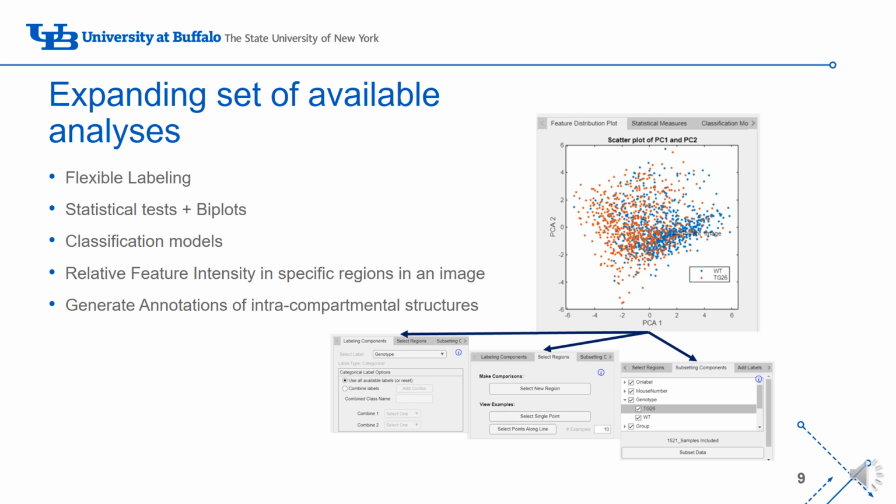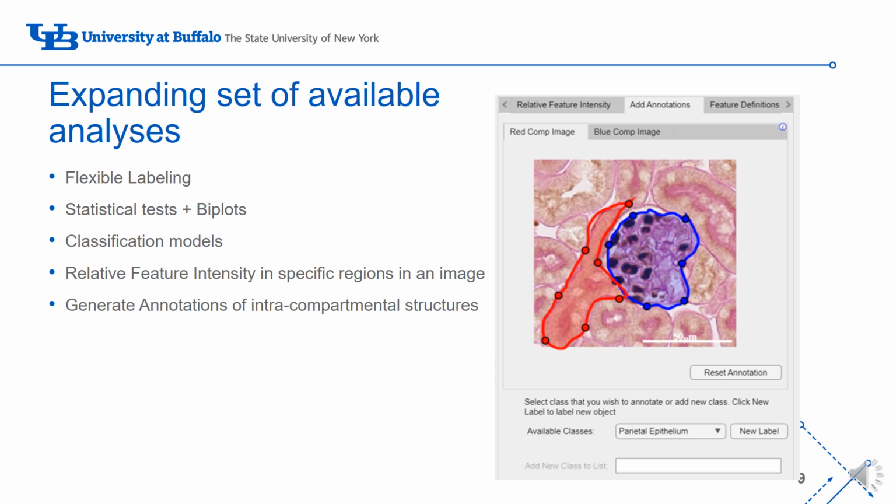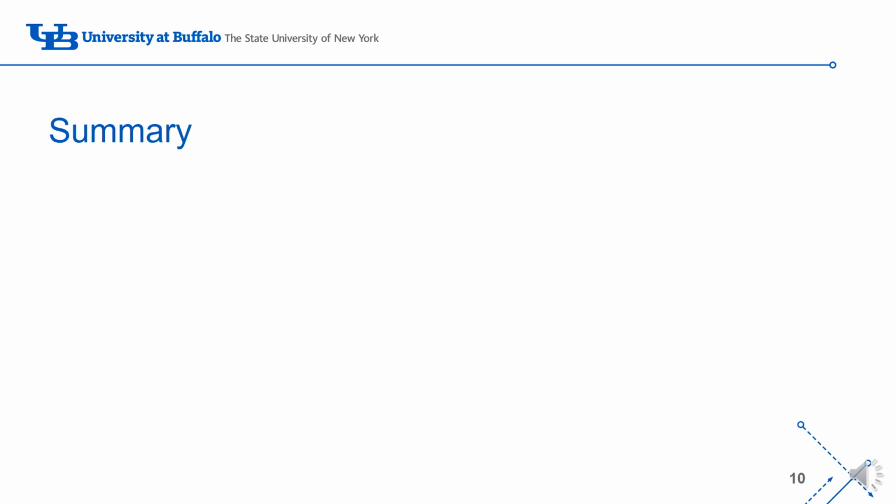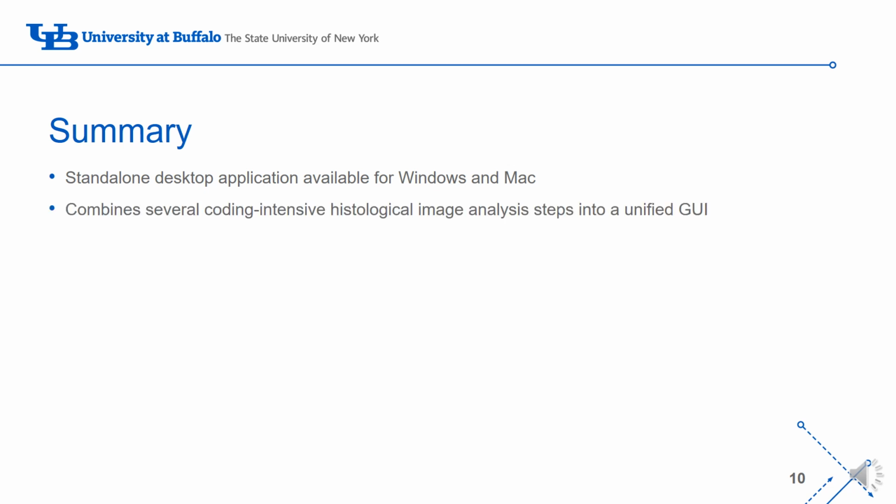In addition to flexible labeling of the main feature distribution plot in the main window of HistoLens, we have also included several other analytical tools which can serve as a one-stop-shop analysis. HistoLens is a standalone desktop application available for Windows or Mac users that combines several previously coding-intensive image analysis steps into a unified GUI workflow.